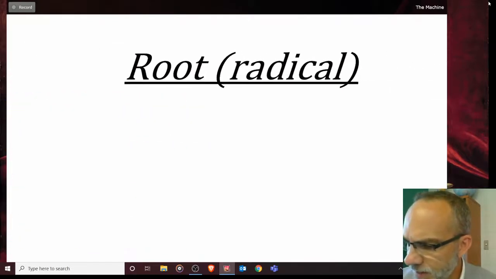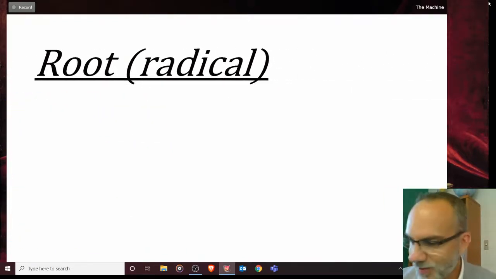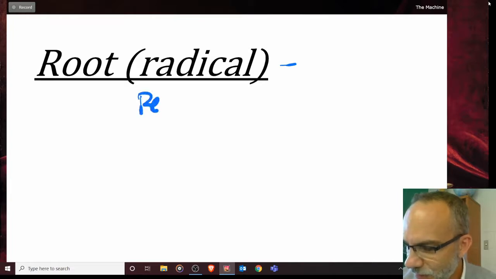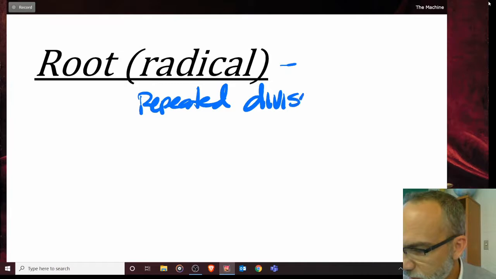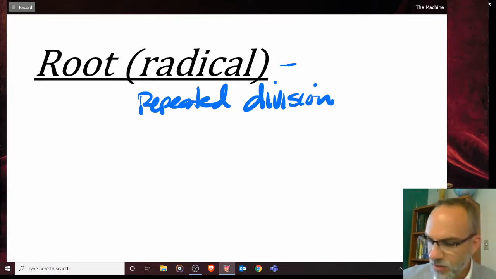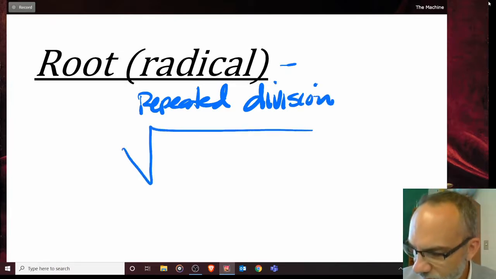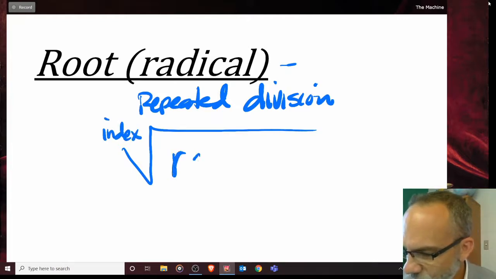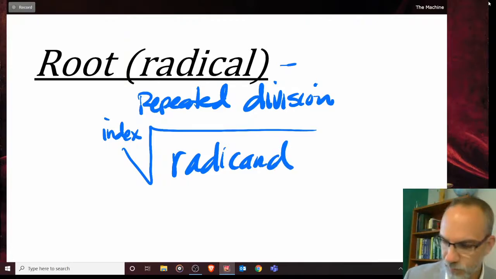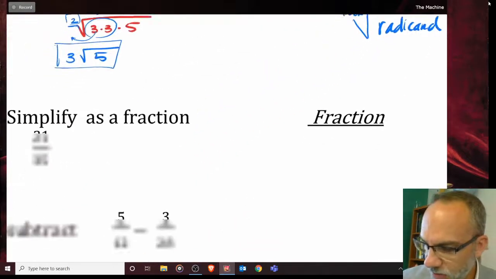What then is a root or a radical? It's repeated division. And so you're going to have the symbol, the index would go right there. The thing that's inside is going to be the radicand. And we'll do some more of that. Okay, got to finish up here because time's short.